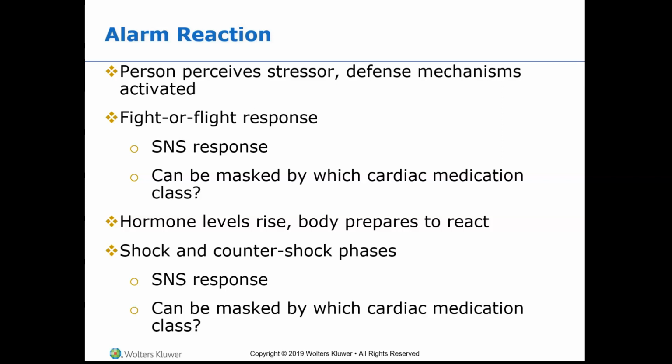The question on the slide: how can shock and countershock phases be masked by which cardiac medication class? Do you know the answer? The answer to the question is beta blockers. They essentially block the body's natural response to the hormone epinephrine, more commonly known as adrenaline, by standing between a beta receptor and the adrenaline that is telling it to get into fight or flight mode.